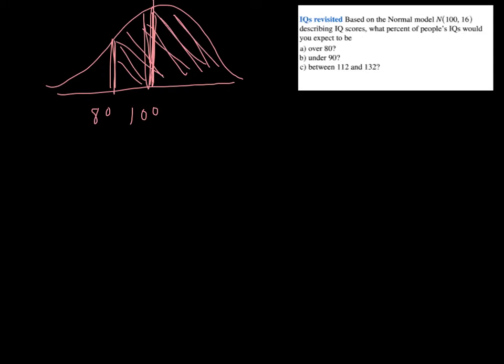So now we want to calculate a z-score. If we're looking for what percent, we need a z-score. Remember, z-scores in, percents out. So go ahead, take a moment, calculate the z-score for 80. I get a z-score of negative 1.25, so somebody who scored an 80 on the IQ would be 1.25 standard deviations below the mean. Now, let's move on to our calculator.